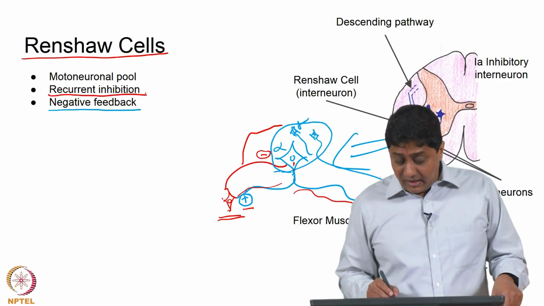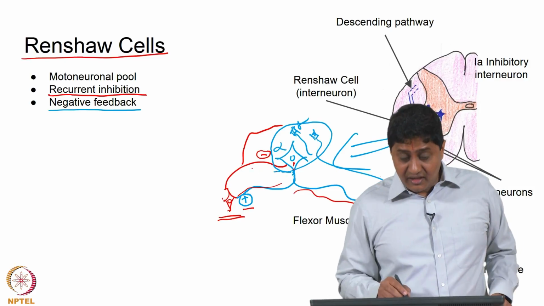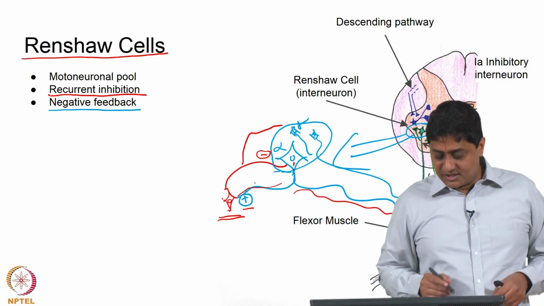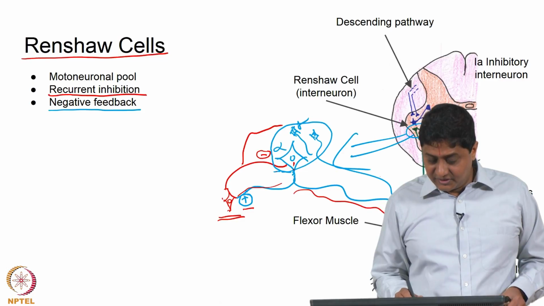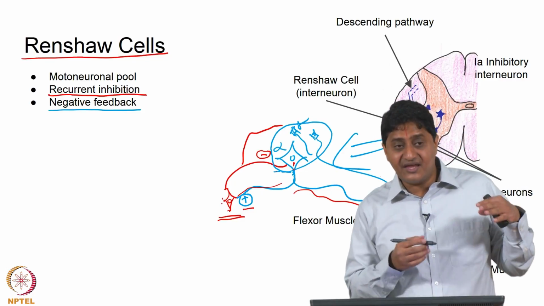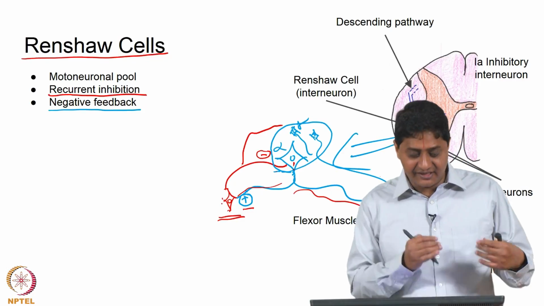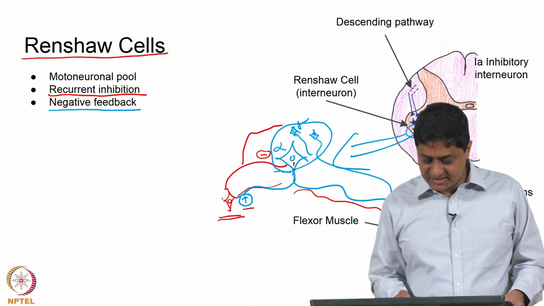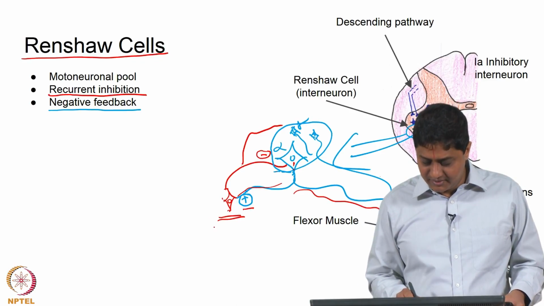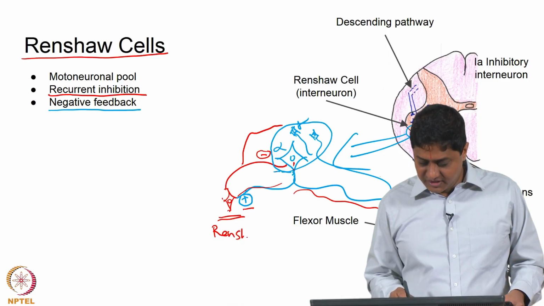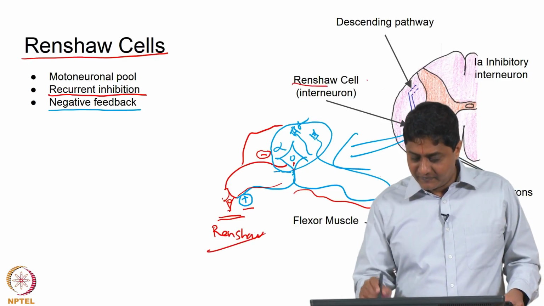There may be cases where other interneurons are present. This kind of interneuron, which causes inhibition of the same motor neuronal pool that activated it, is called a Renshaw cell. This interneuron is called a Renshaw cell, already written elsewhere, also written here.